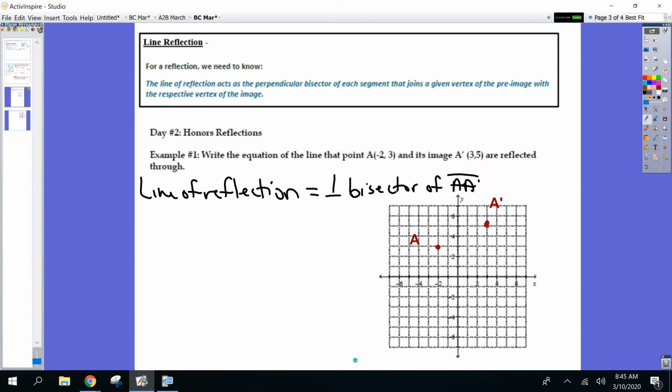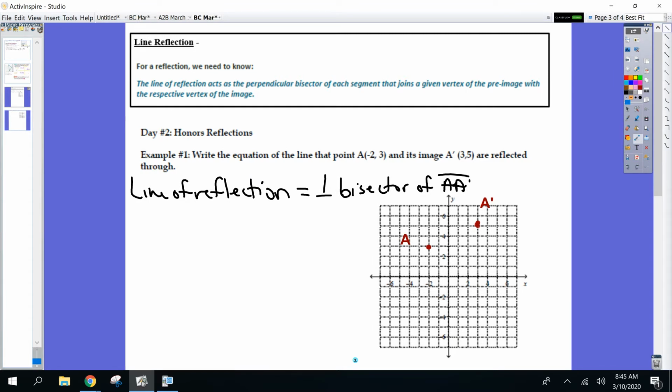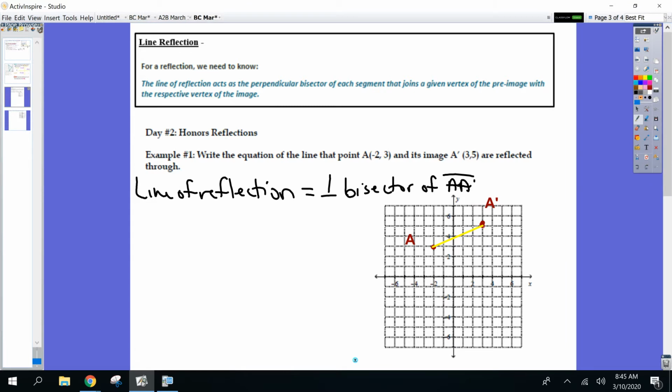You guys don't think you have enough knowledge, but you have enough knowledge to find that perpendicular bisector. Go ahead and connect AA prime so you can see that segment. I'm only going to say so much here. You need to find the perpendicular bisector that goes through AA prime. All equations come in slope-intercept form for us, which is y equals mx plus b. What are the two values you need to know to finish this off? You need to know m. Let's start there.